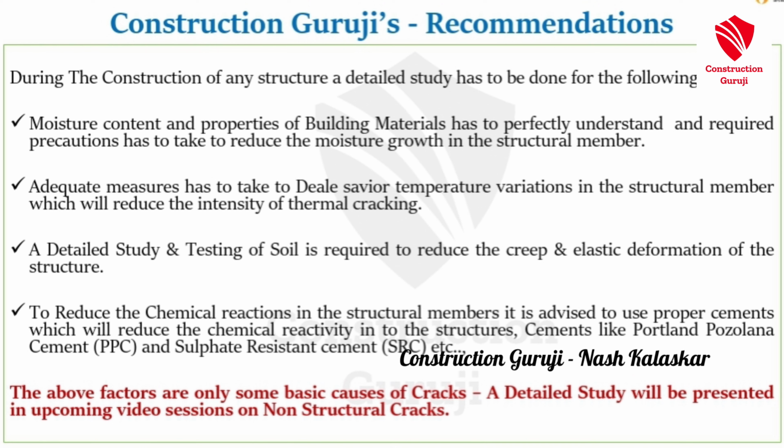And the third one, a detailed study or testing of soil is required to reduce the creep and elastic deformation of the structure. And the fourth, to reduce the chemical reaction in the structural member, it is advised to use proper cements which will reduce the chemical reactivity in the structure. Cements like Portland pozzolana cement and sulfate resistant cement are preferable for structures to reduce the chemical reactivity.